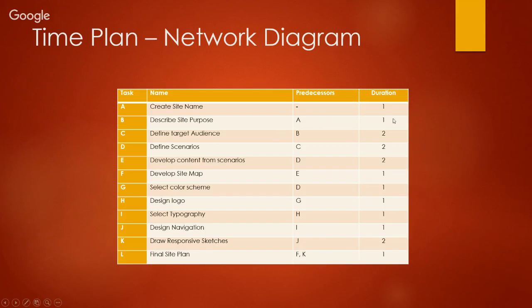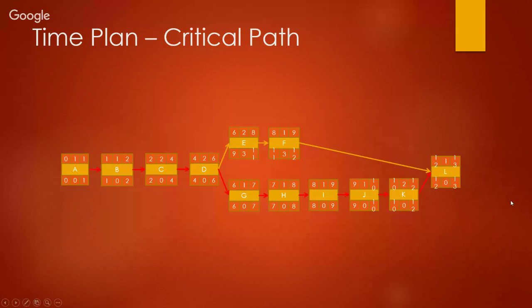This is our network diagram, which covers creating the site name and each of the basic tasks that we had in the previous chart, the Gantt chart, and it has the predecessors, which allowed us to create our critical path analysis.